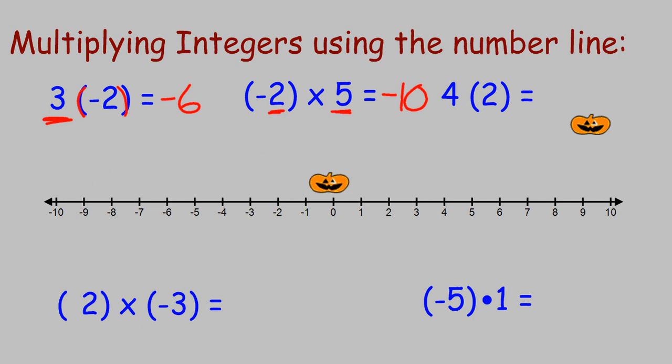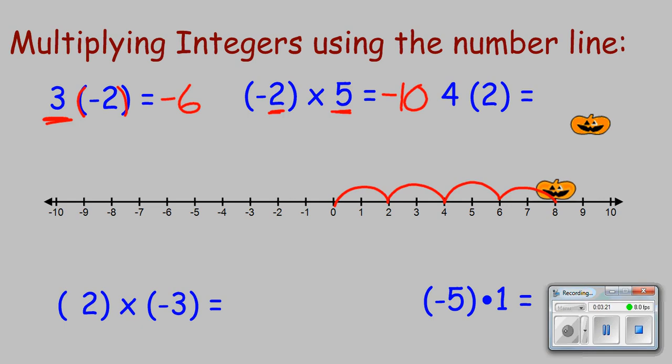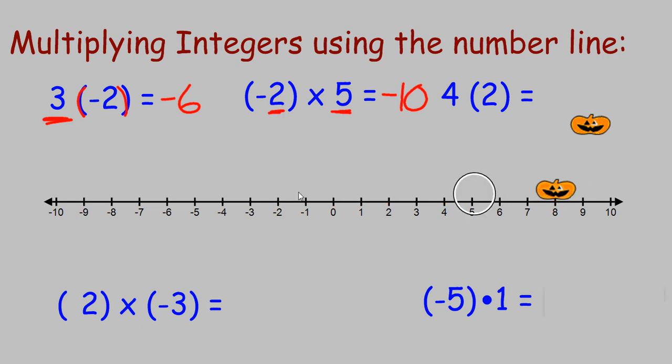Starting again back at that origin, or 0, we have 4 jumps of positive 2. So we're going to go 2, 4, 6, 8. We had 4 jumps of the positive 2. Okay, and now for one more problem, let's do this one right down here. We have 2 jumps of negative 3. So we're going to jump negative 3 2 different times. Negative 3 and negative 3.